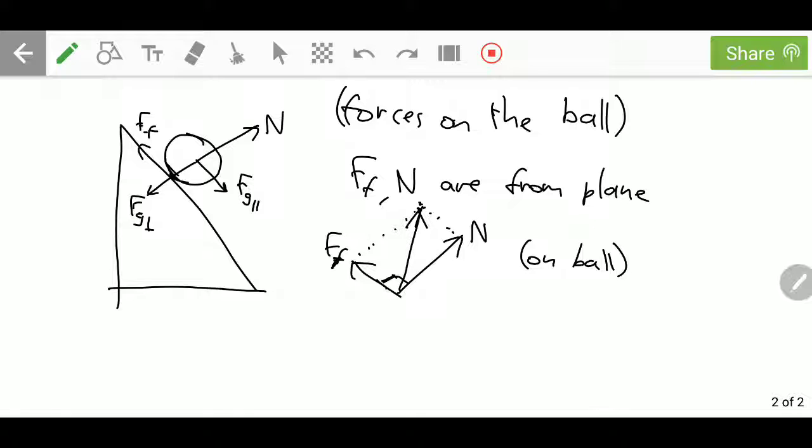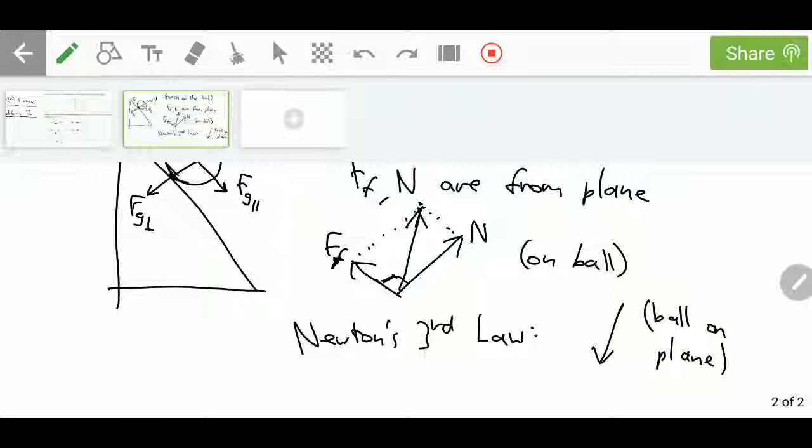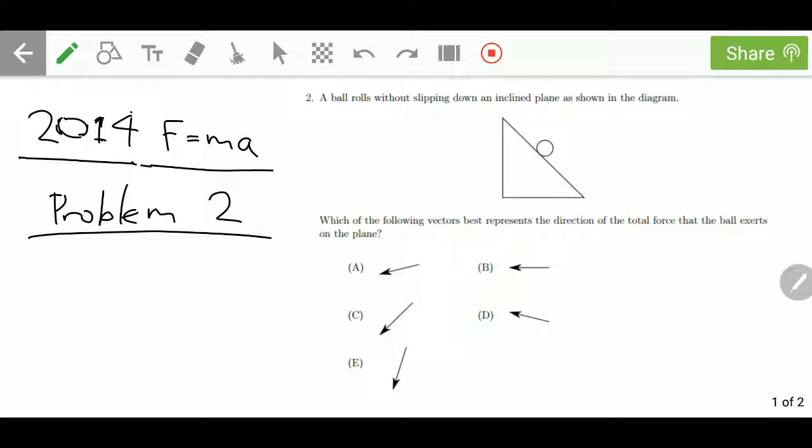And so, by Newton's third law of motion, the force that the ball exerts on the plane, which is what we want, is going to be in the opposite direction. And so it'll look roughly in this direction. And if you look at our options, you can see that the only one that satisfies this is option E.